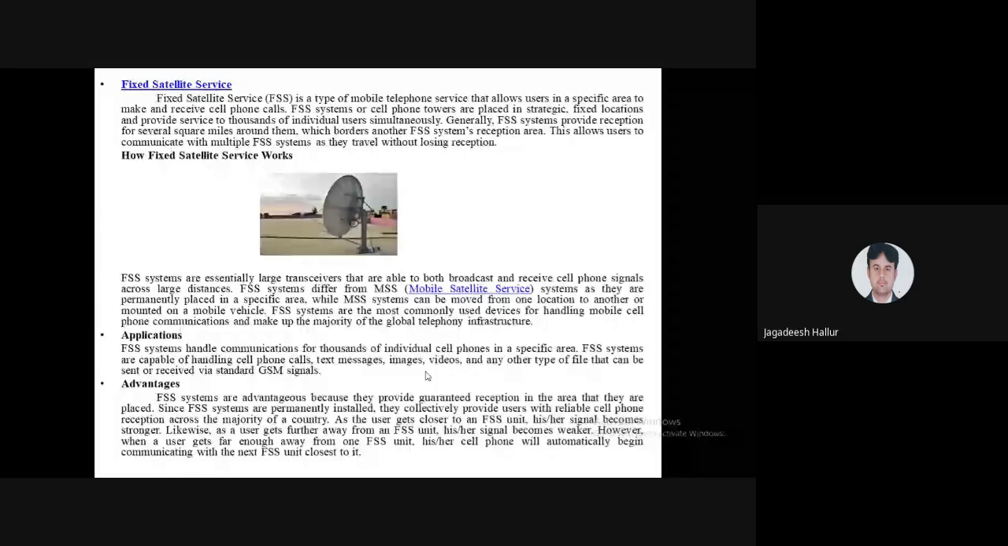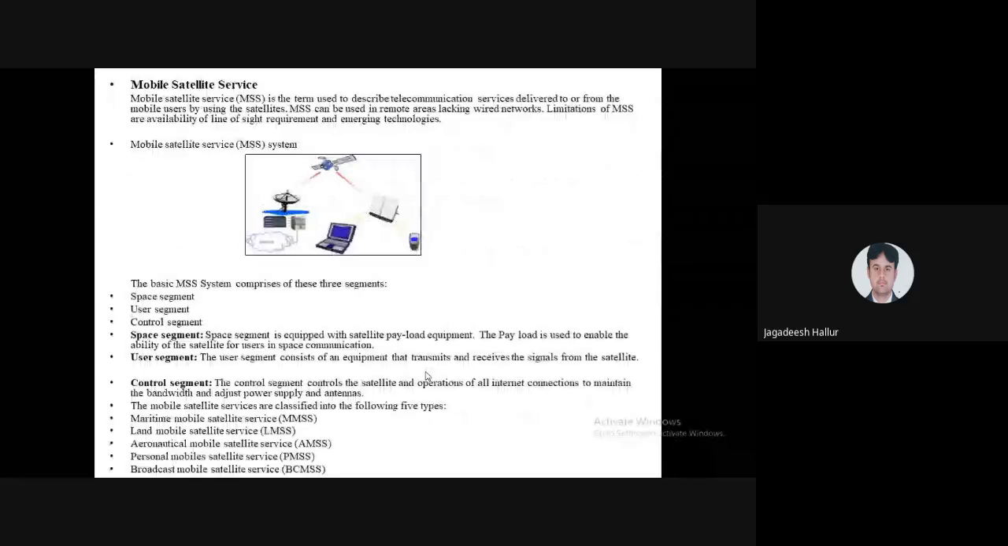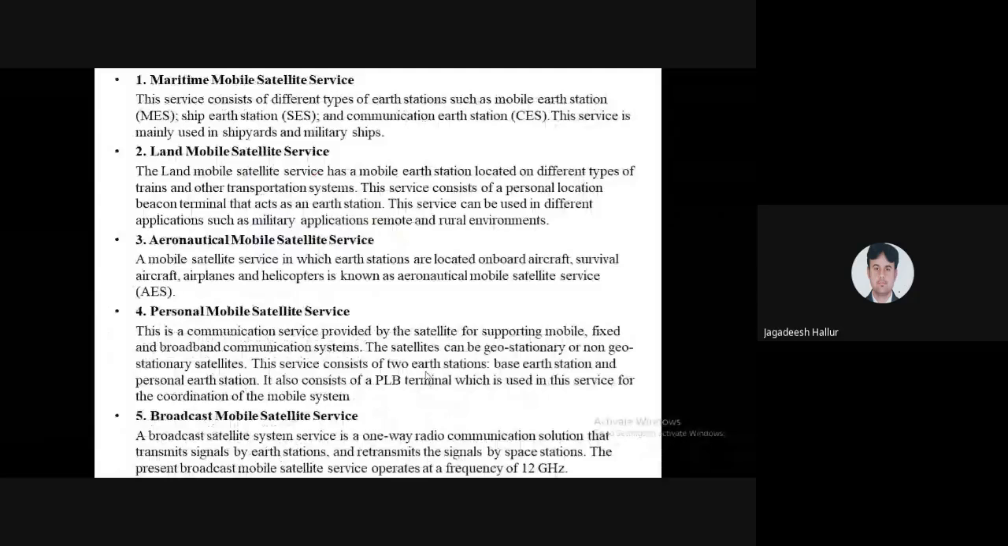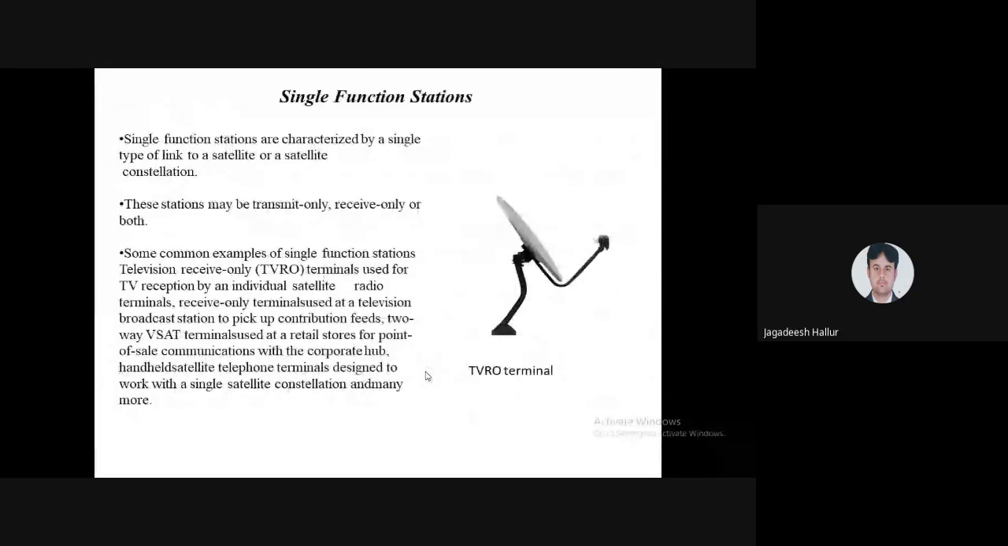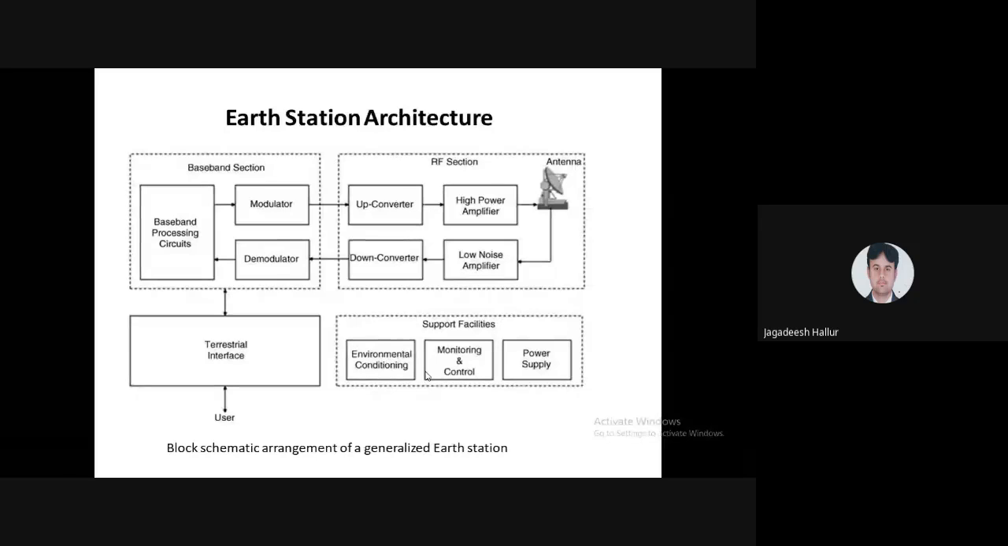So we are using different types of Earth stations. These stations are going to provide particular services, that is fixed satellite service, broadcast satellite service, mobile satellite service. This is the second point. And the third point is single function station. Your TV cable, which is mounted at the top of your house, that is your single function gateway station. And station architecture. This is very important for this unit. That is, you have to explain.